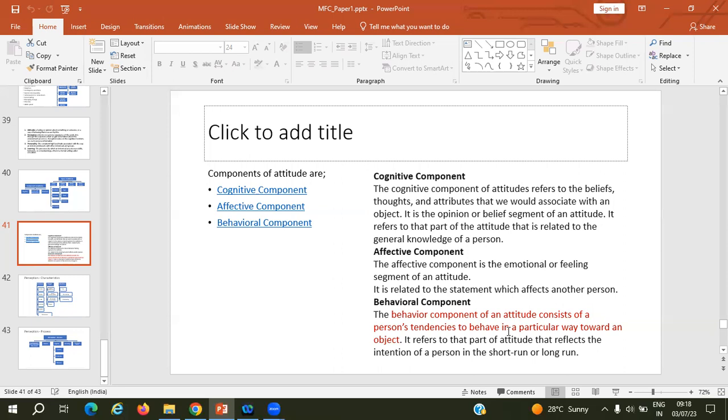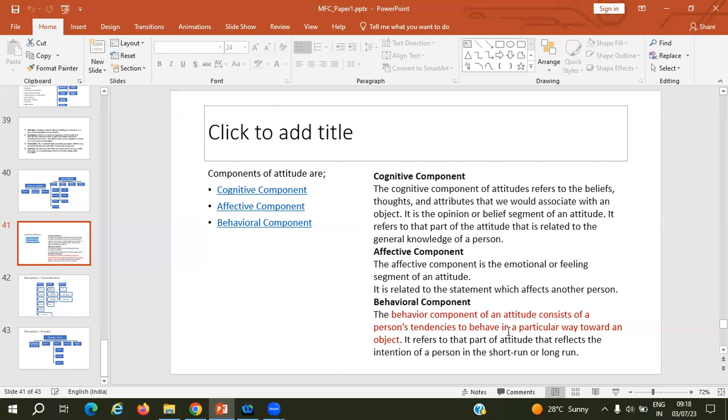That is coming from your feelings because you feel that and you have an emotional attachment to a thing, and your expression is coming, your attitude is coming, your behavior is coming from that feeling, that emotion. That is affective component, emotional component of attitude.